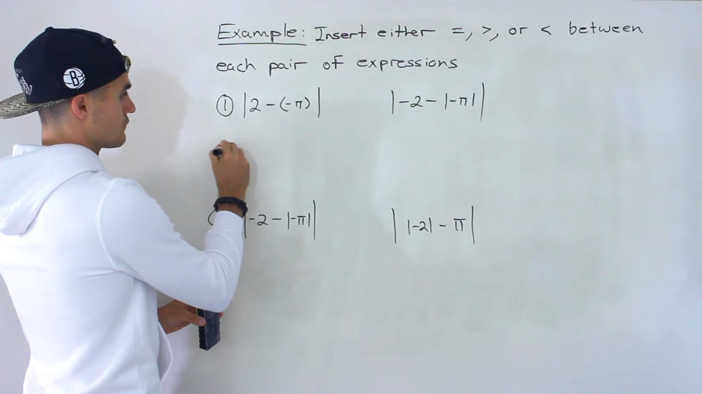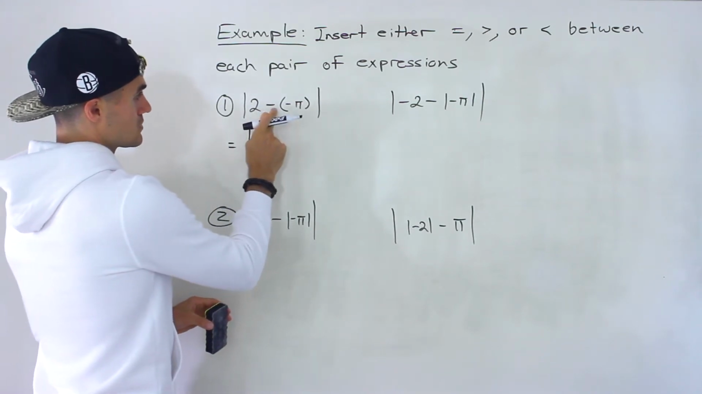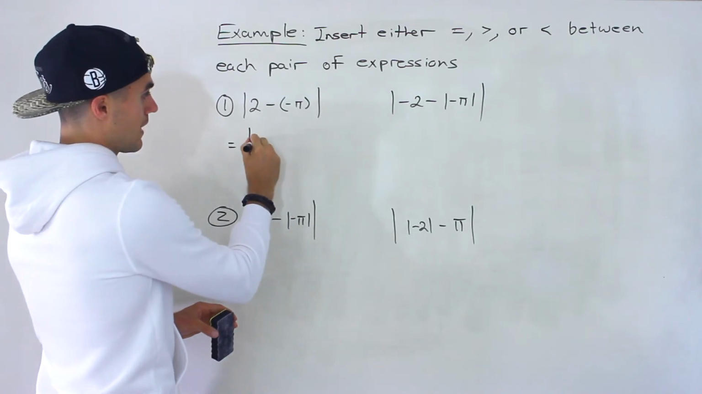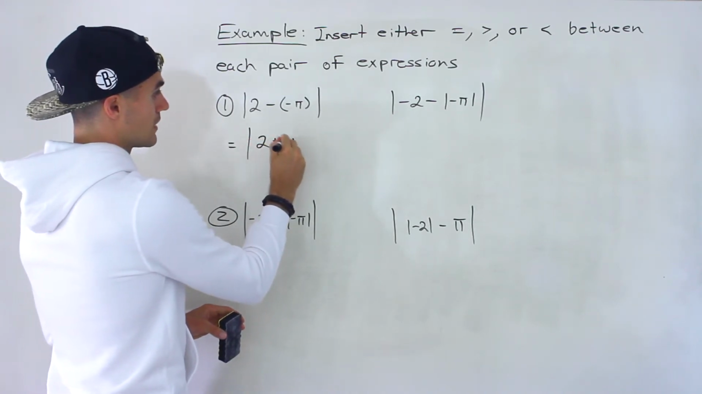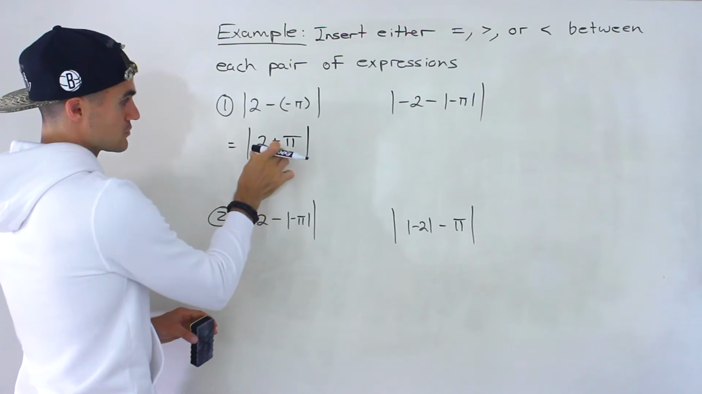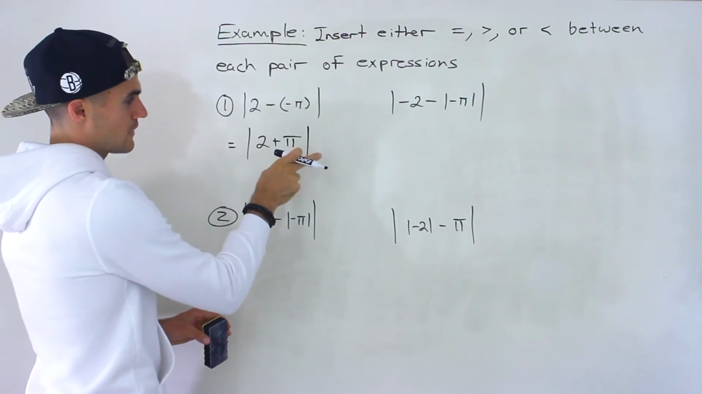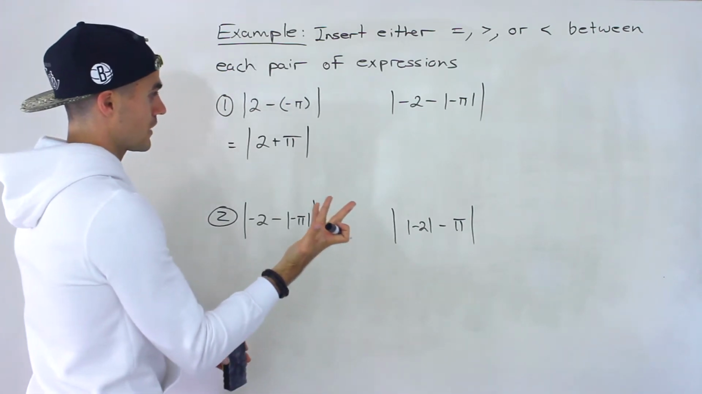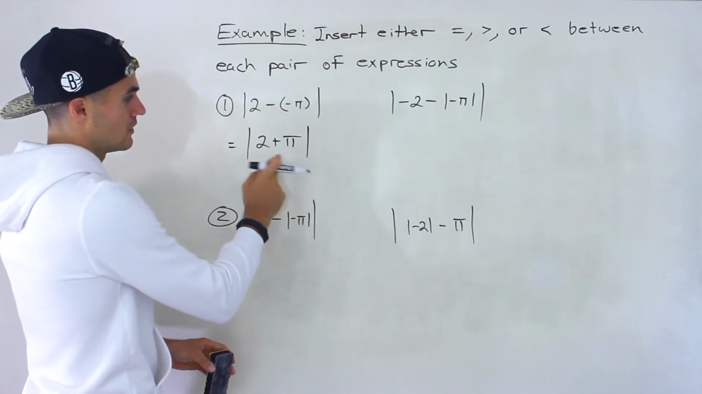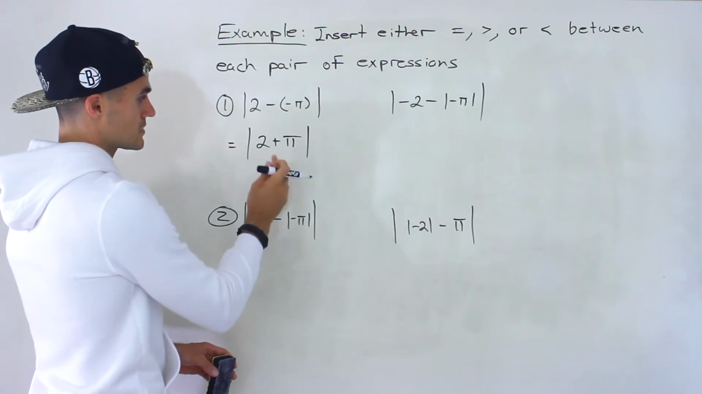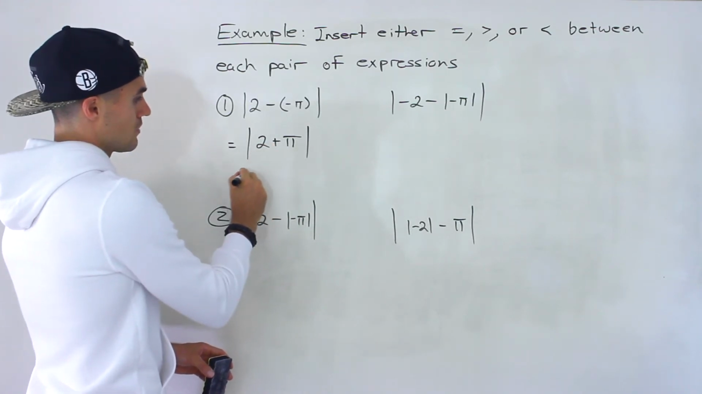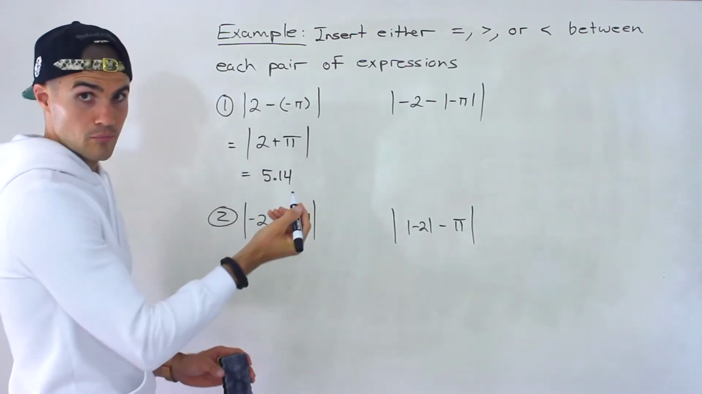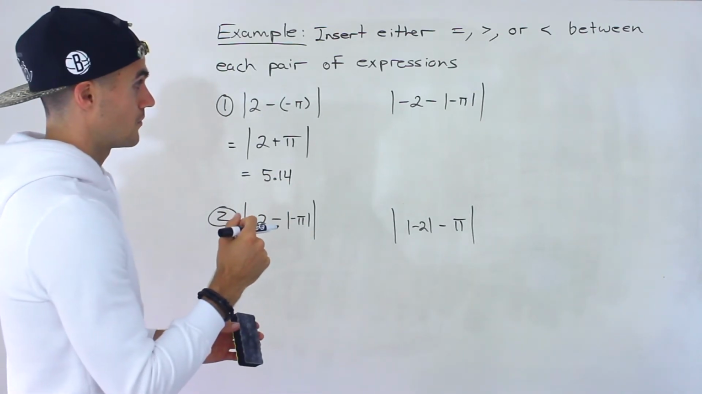With this first expression, these two negatives end up being a positive, so you'd end up having 2 plus pi. We have the absolute value of 2 plus pi, and at this point the absolute value doesn't really matter because 2 plus pi is a positive value itself anyway. Pi is 3.14 if we round it to 2 decimal places, plus 2, so that would end up being 5.14. The absolute value of 5.14 is just 5.14.